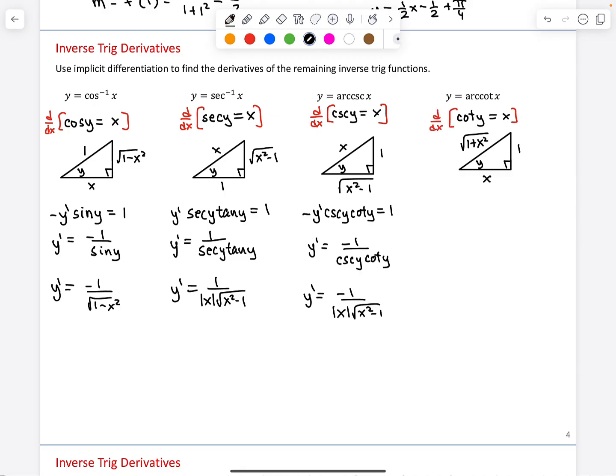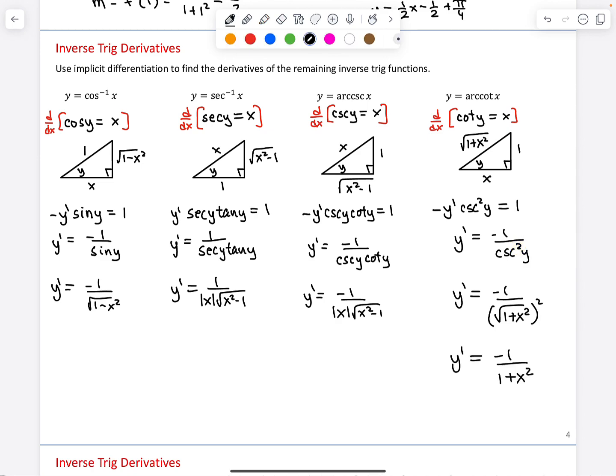And now differentiate using implicit differentiation. With respect to x, the derivative of cotangent is negative cosecant squared of y, and then chain rule times y prime, which I'll put right there, is equal to, and the derivative of x is just 1. Solving for y prime, we get negative 1 over cosecant squared of y. Well, cosecant is this hypotenuse divided by 1. So in other words, the cosecant of y is just the square root of 1 plus x squared. So y prime will be negative 1 over square root of 1 plus x squared. But now I need to square the cosecant of y, so I must square that square root, which will cancel it, giving us this derivative.